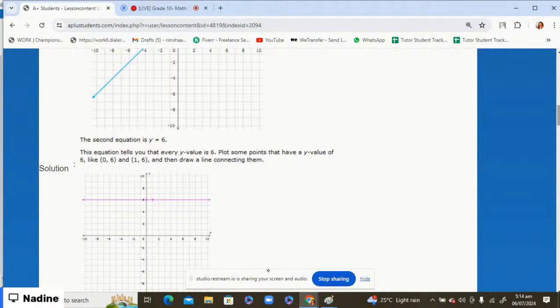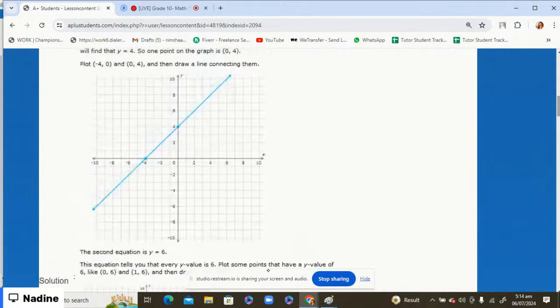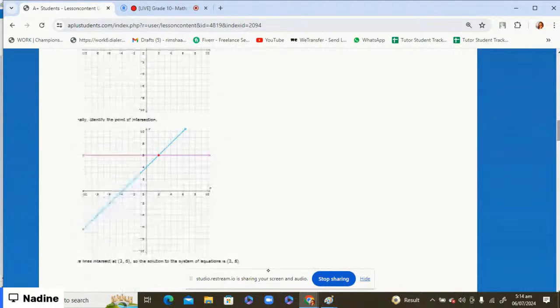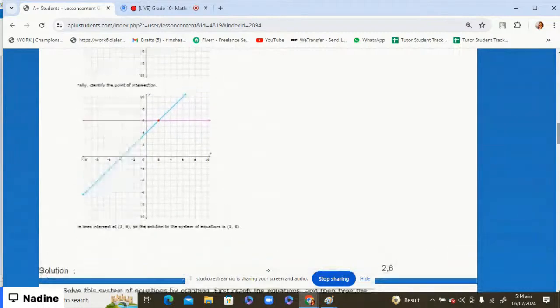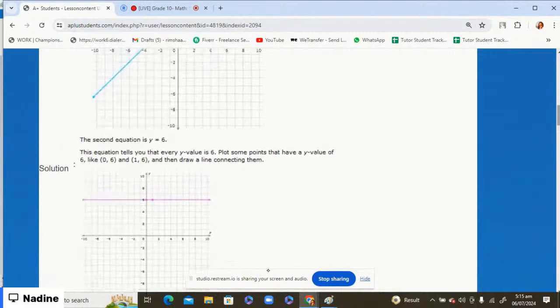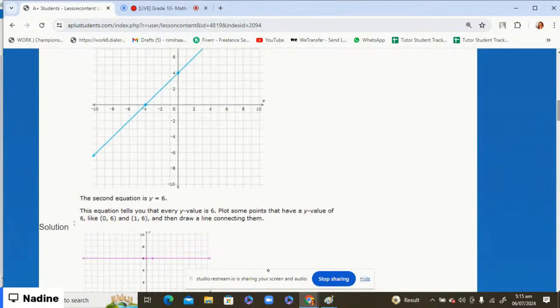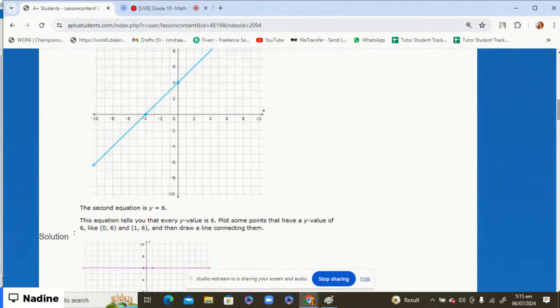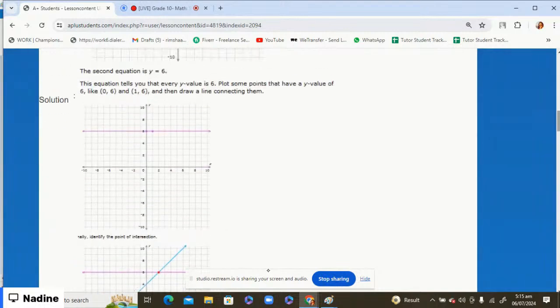So now we are just going to draw these points on the graph, and then connect the line, and one line is already given. Which line is given? The equation tells you that every y value is 6. So plot some points that have a y value of 6, like 0, 6 in place of x is 0, and like 1, 6, and then draw a line connecting them. Okay, so this is the line over there.